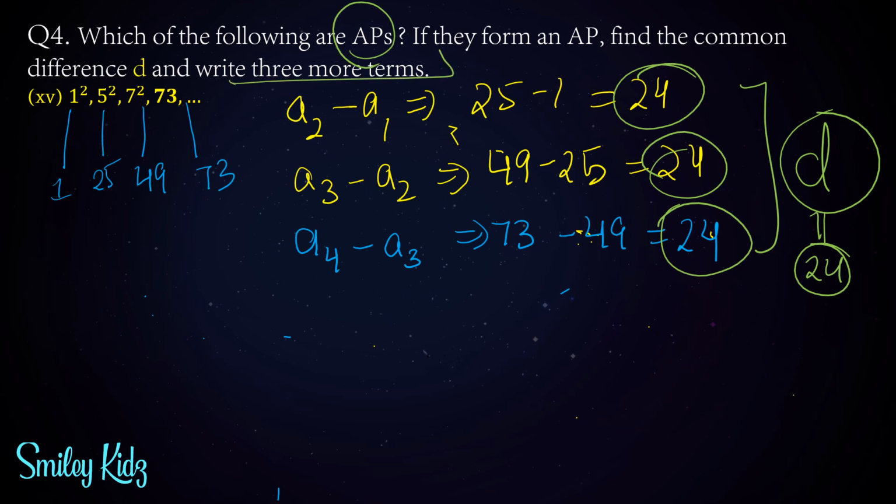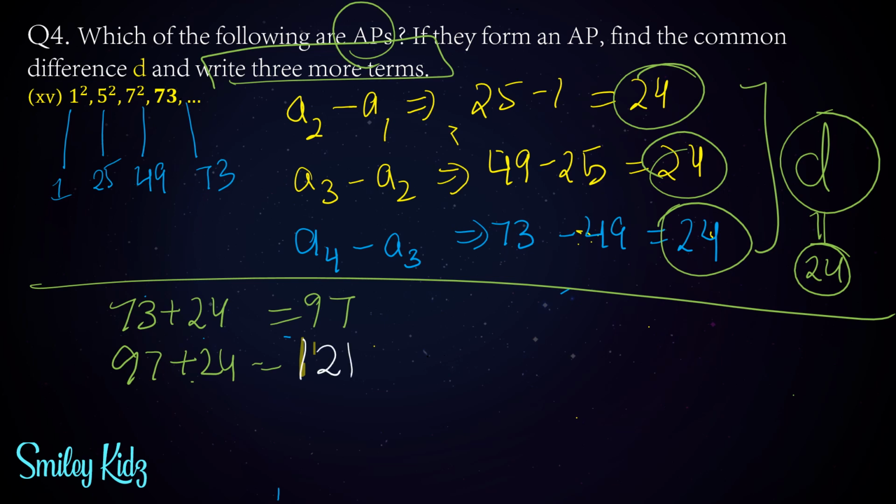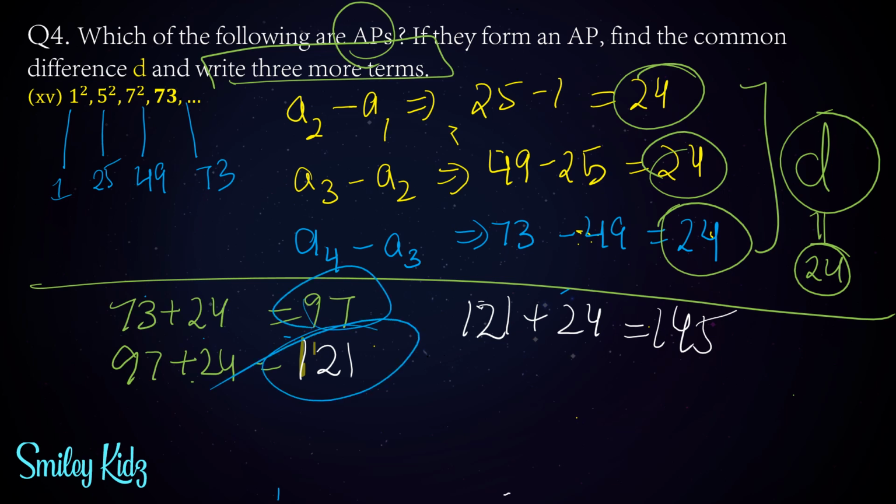Now when it is an AP, we're going to find out the next three terms as well, isn't it? So the next three terms are going to be 73 plus 24, which is equal to 97, isn't it? Then 97 plus 24, which is equal to 121. And then 121 plus 24 will give you 145. So the given series is an AP. The common difference is 24. And the following numbers are 97, 121 and 145.